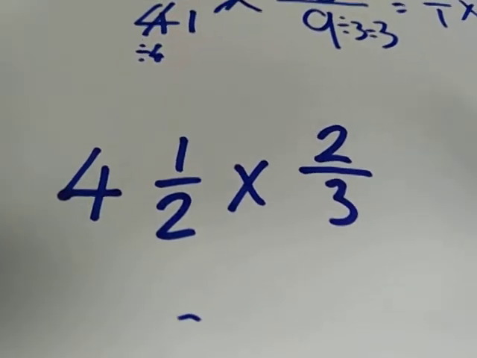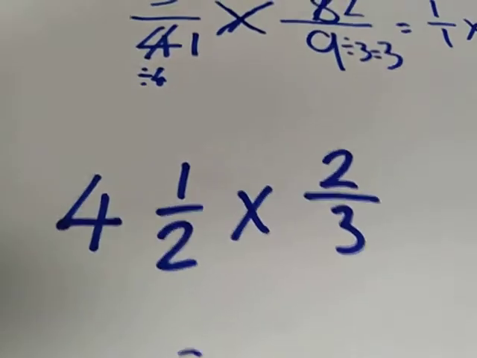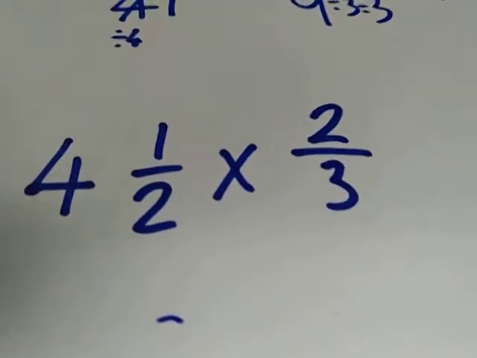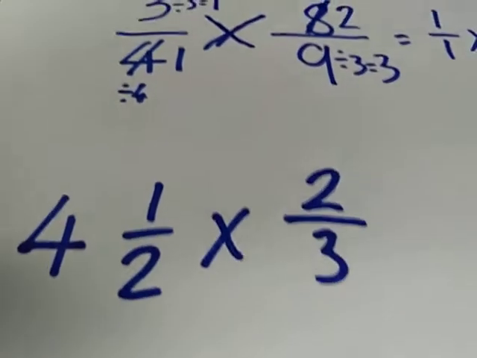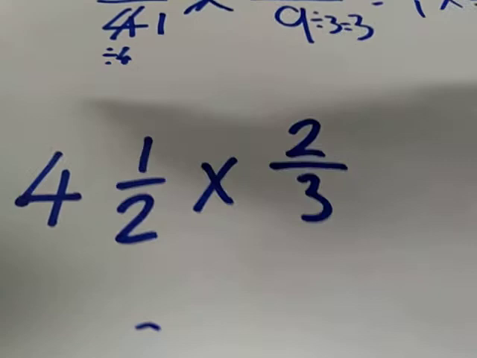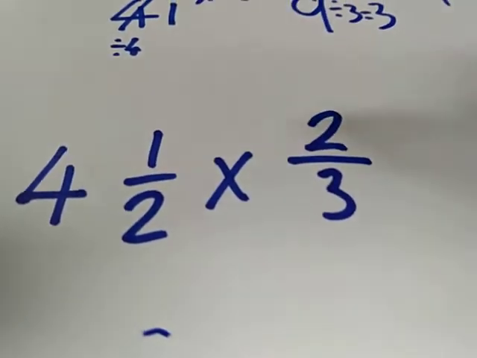Now, when we've got mixed numbers like 4 halves or 4 over 2, no, not 4 over 2, and not 4 halves either. Sorry, that's 4 and a half. Excuse my misspeaking. Cool. So we've got 4 and a half multiplied by 2/3.